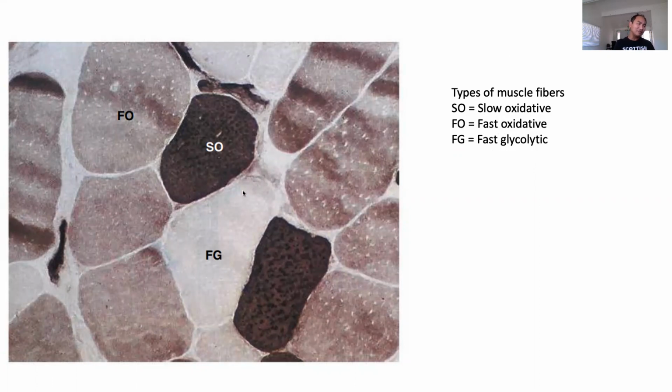You can see three different types of muscle fiber. Slow oxidative fibers are a pretty dark brown color. Fast oxidative fibers are less dark, and fast glycolytic fibers are pale or white muscle fibers. So these are the three types of muscle fibers, and we get these three types depending on the source of energy they use and how quickly they contract.